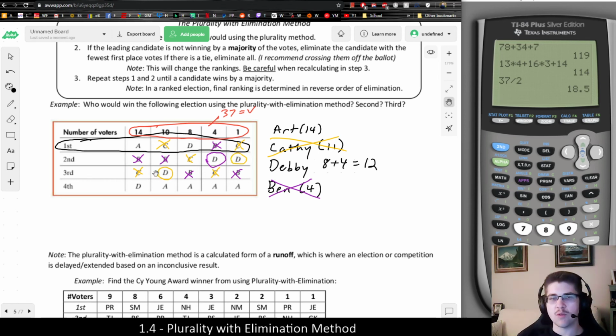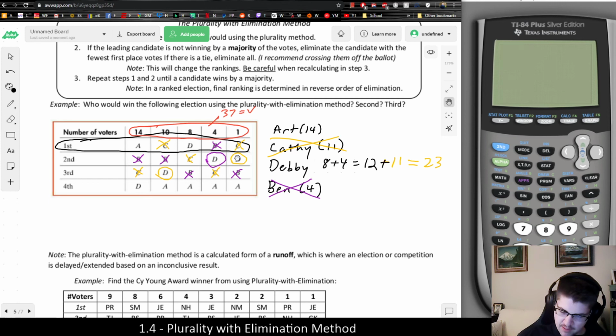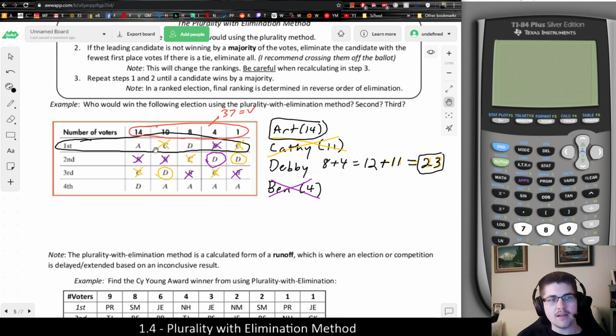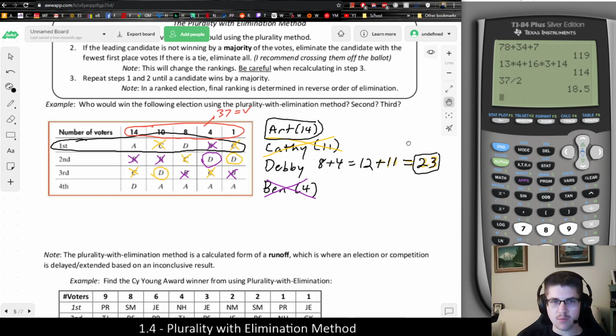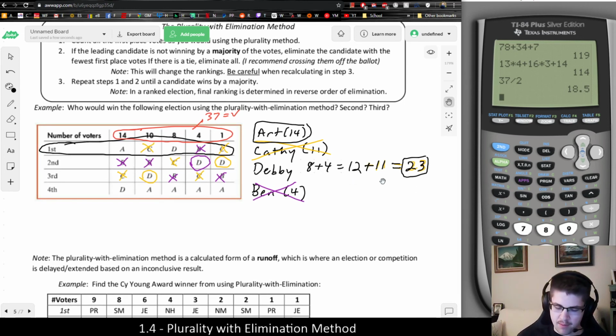The last voter there would also shift to Debbie. So in this case, all 11 of those votes are shifting to Debbie, which leaves Debbie with 23 votes. At this point, we are done, because Debbie now has a majority. Once we get to 23 votes, that exceeds the halfway point, so Debbie wins by plurality with elimination because she has a majority of the vote. In conclusion, Debbie gets first place here with 23 votes.